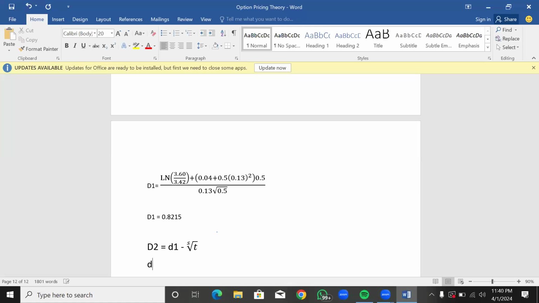So now our D2 is equal to... what's our D1? We said our D1 is 0.8215, minus what did you get when we divided this thing? 0.0919. Sorry, Abi? Yes.